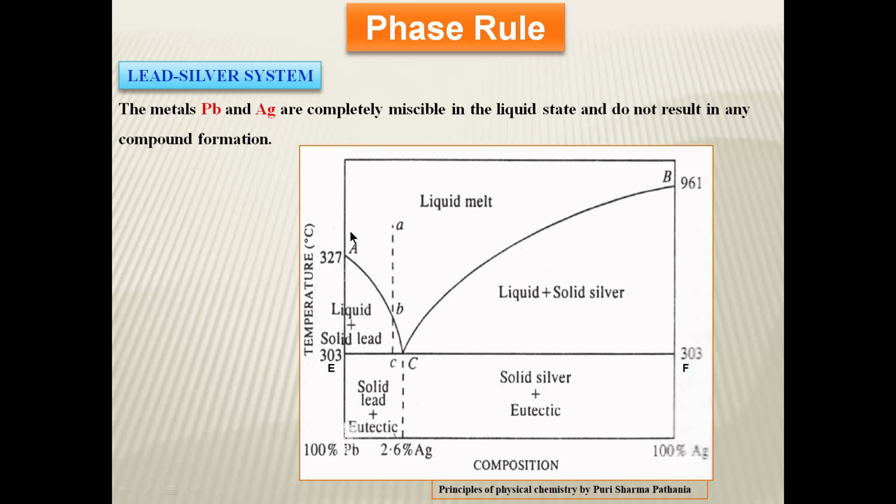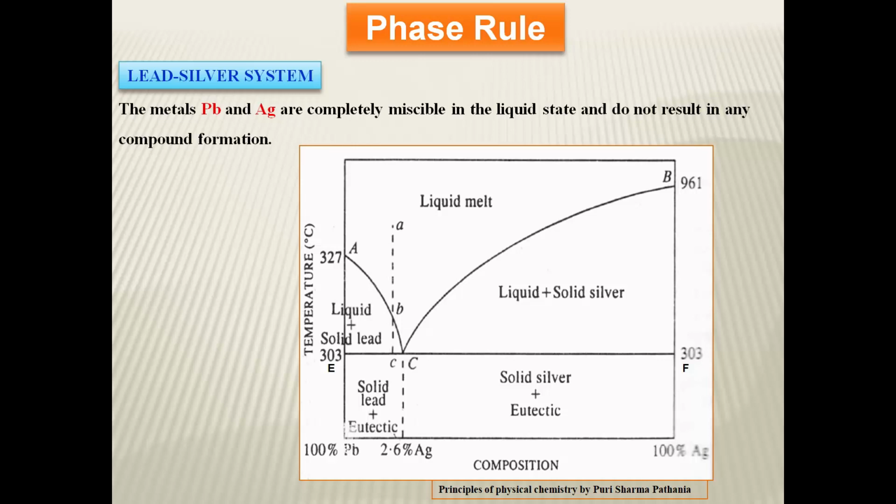The capital A point represents the melting point or freezing point of pure lead, that is 327 degrees centigrade, while the point B refers to the melting point or freezing point of pure silver, that is 961 degrees centigrade. There is a big difference between the melting points of both the metals. As you can correlate this phase diagram to the diagram of simple eutectic systems, the meanings of the curves and points are exactly the same as we discussed there.